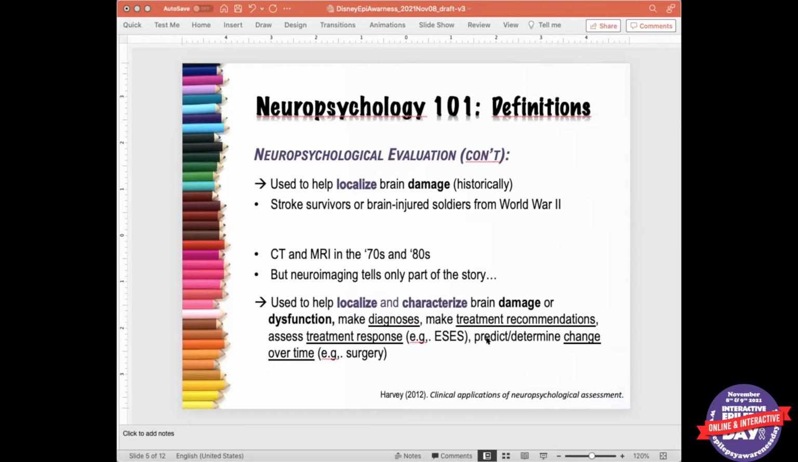So we want to try to predict to help counsel patients about what might happen with the surgery. And then after the surgery is done, to determine whether there has been any change over time. And if there has been, hopefully it's in a positive direction. If there is some change that is problematic, then we talk about what kinds of therapies that person might want to pursue to try to help with those issues.